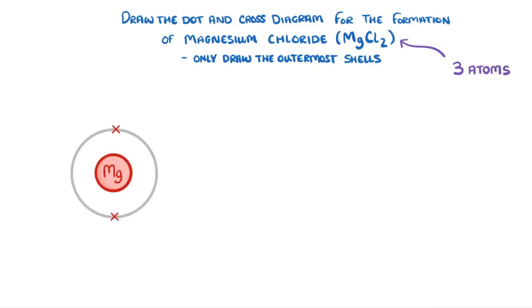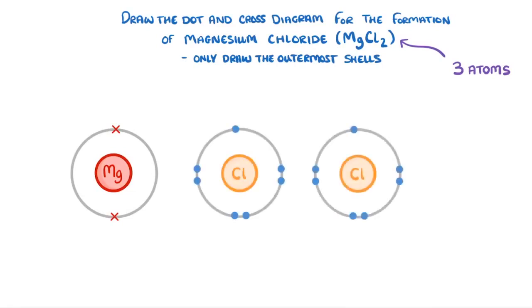We have magnesium, which has 2 electrons in its outer shell that it wants to get rid of, and we have 2 chlorines, both of which have 7 outer electrons, so we need 1 more each. The next step is to think about where the electrons could move to make all the electrons happy with a full outer shell. And as a general rule, electrons will move from the metal to the non-metal.